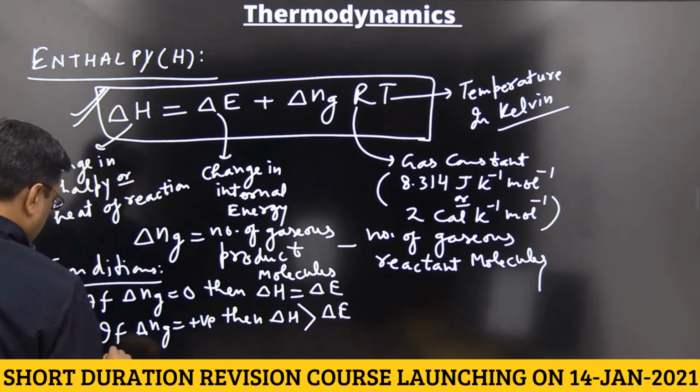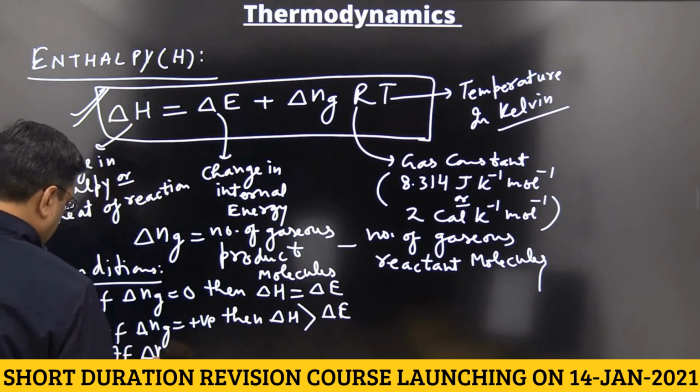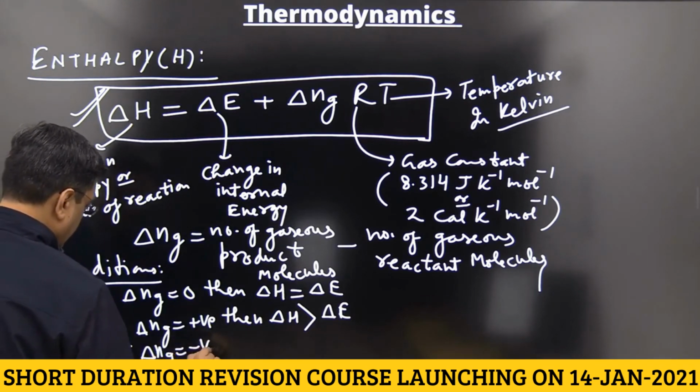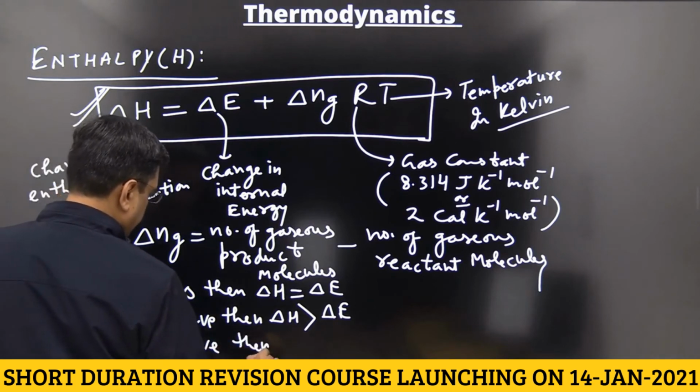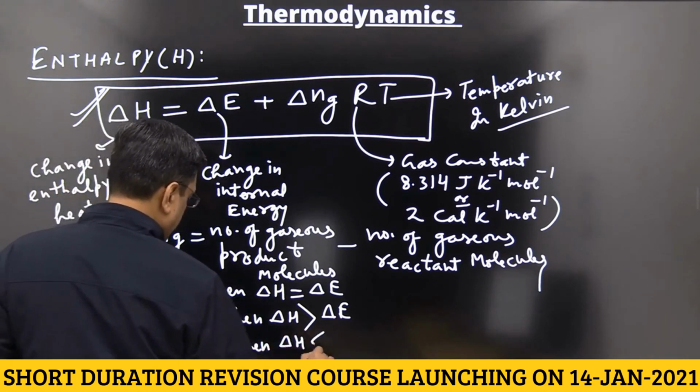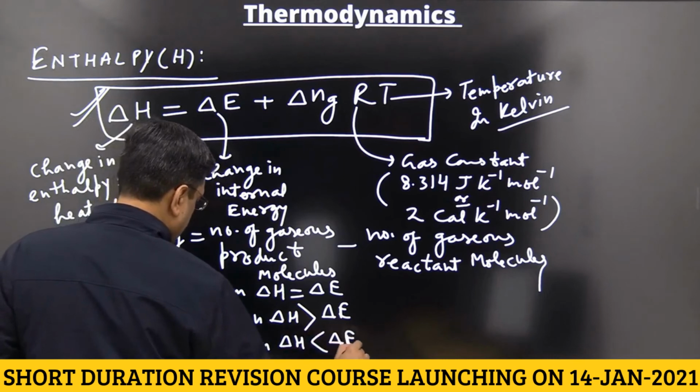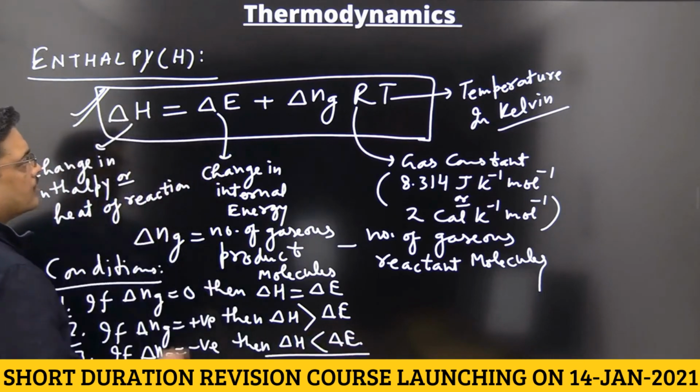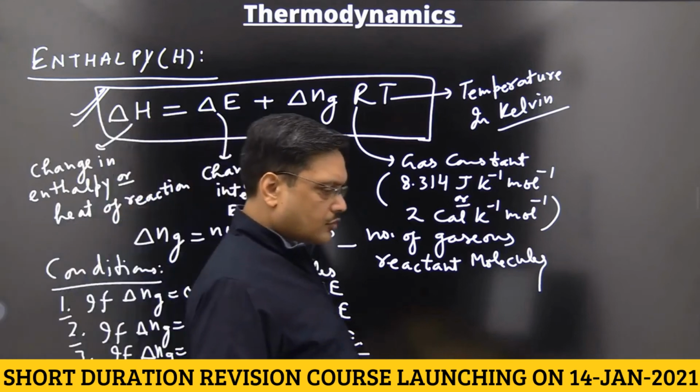And the third one is, if delta Ng is negative, then delta H is less than delta E. So this is the equation.